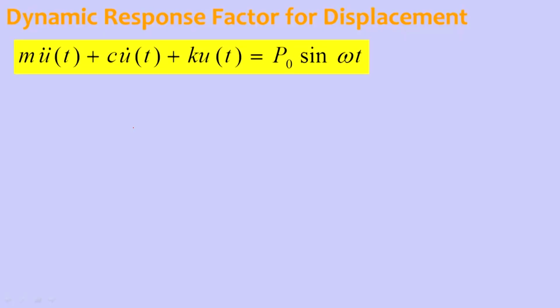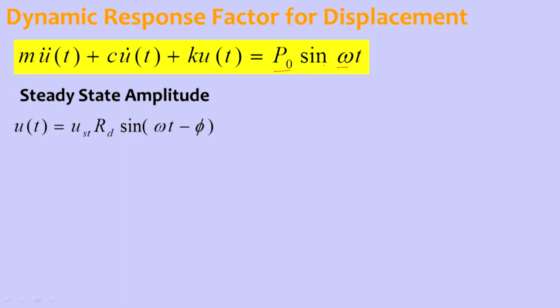Now if we look at the equation of motion, it consists of three terms: the inertia term, the damping term and the stiffness term. All these added together are equal to the external force, which is dynamic in nature. P0 is the amplitude of the force and omega is the forcing frequency. Now if we look at the steady state amplitude which we understood in the last class, it is the product of the static displacement, the dynamic amplification factor for displacement, and the sinusoidal component. In this we need to observe the presence of phi.